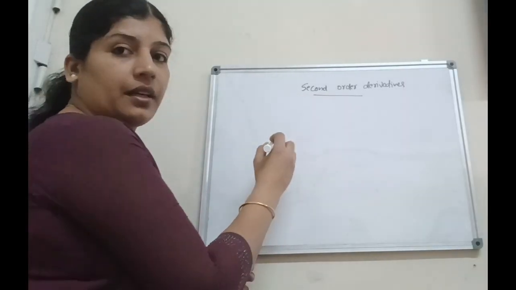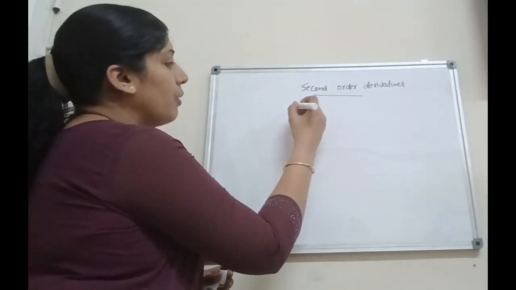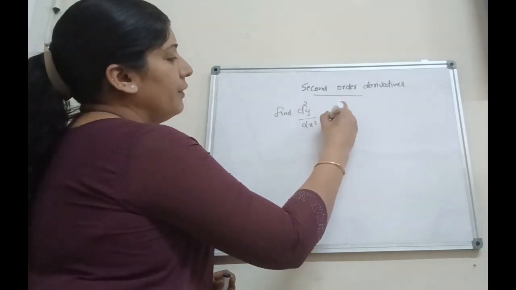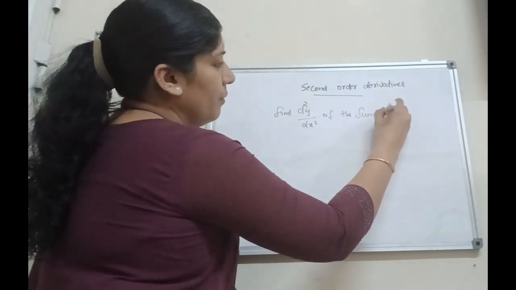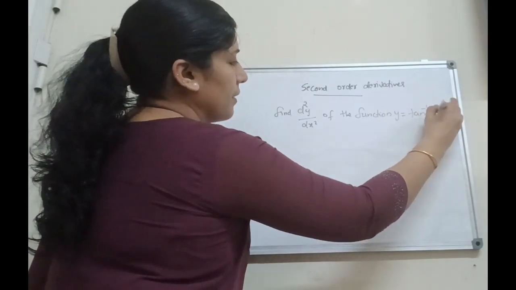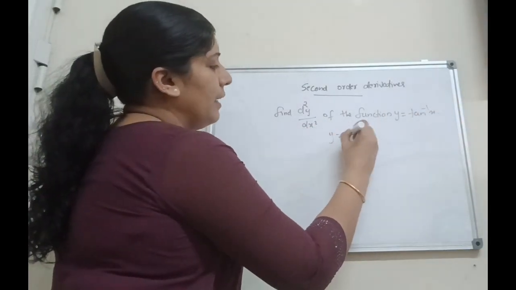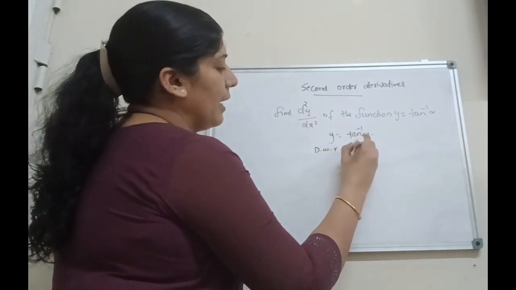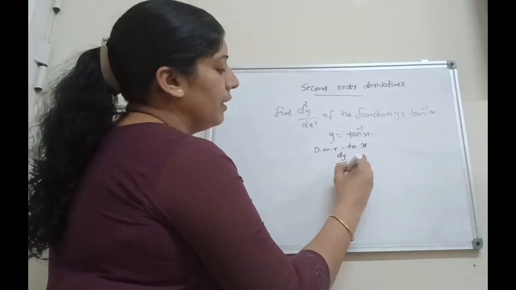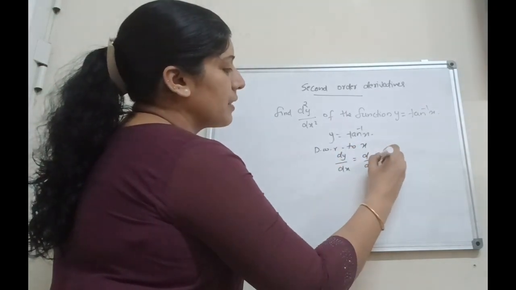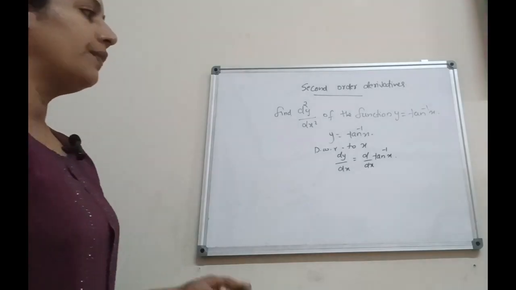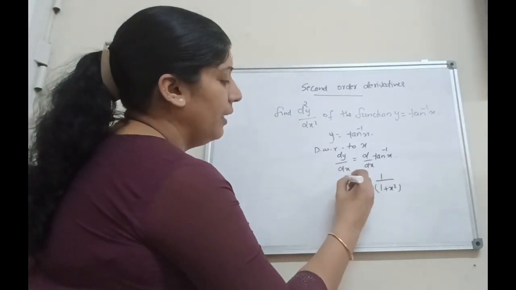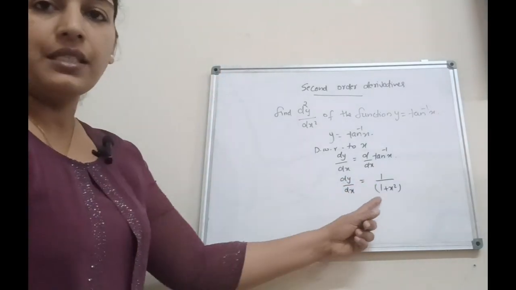Next, find the second order derivative of the function y equal to tan inverse of x. That is, find d square y by dx square of the function y equal to tan inverse of x. Given function is y equal to tan inverse of x. Then first we have to differentiate with respect to x. Therefore, dy by dx equal to d by dx of tan inverse of x. It is equal to 1 by 1 plus x square. Therefore, dy by dx equal to 1 by 1 plus x square.